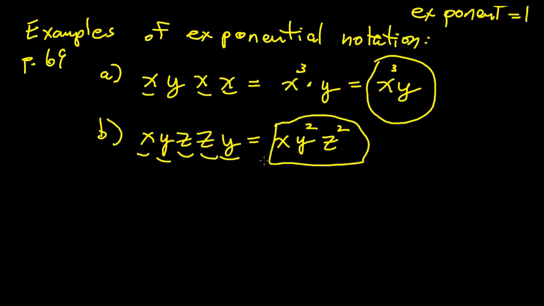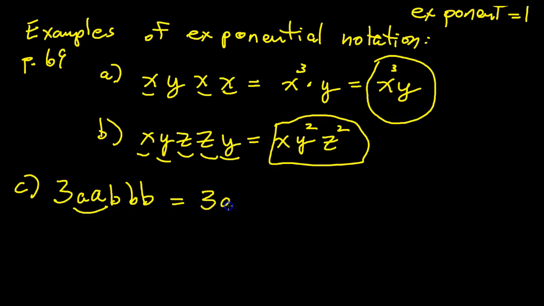Let's look at C. Again, this is letter C on page 69 in the unlabeled example. 3 times A times A times B times B times B. Well, here we've got a constant introduced into our expression.